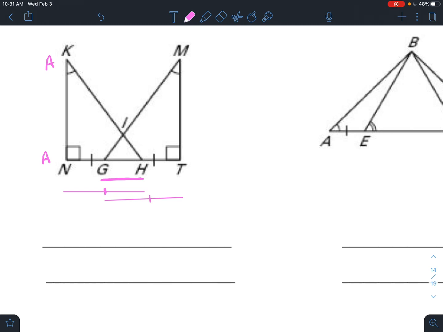and I'll have angle, side congruence. So triangle KNH is congruent to triangle MTG, angle, side congruence. They share GH.